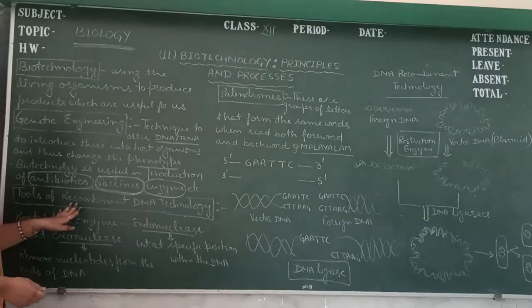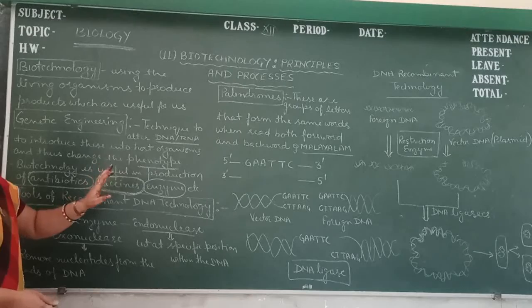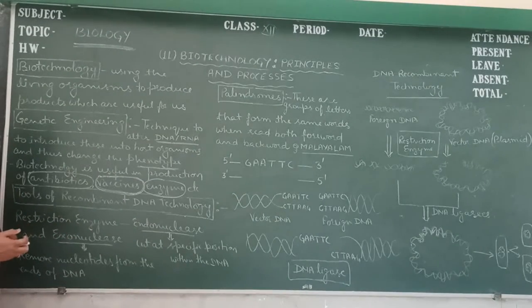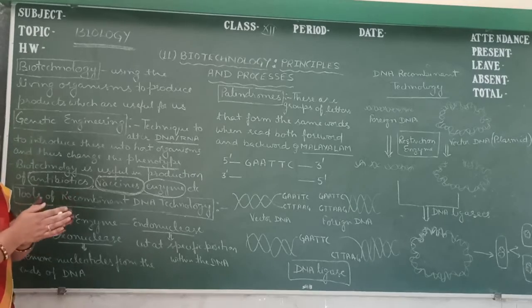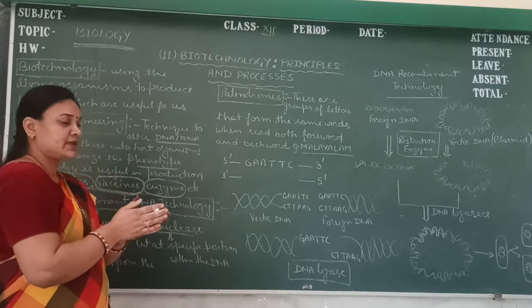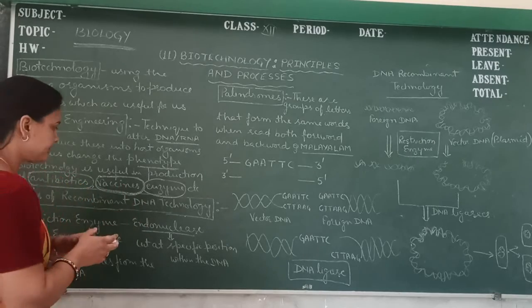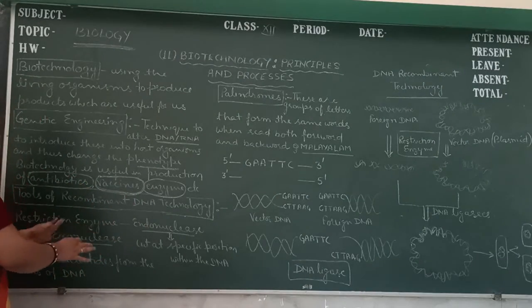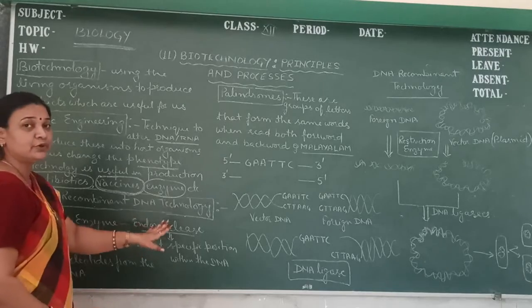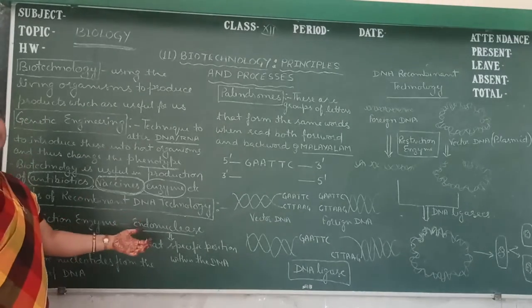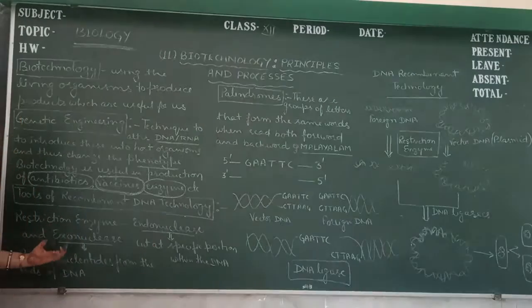Now, what are the tools of recombinant DNA technology? The most important is the restriction enzymes. Restriction enzymes are also known as nuclear scissors, and they can cut the DNA at specific sites. So these restriction enzymes are of two types, that is endonuclease and exonuclease. So what is the difference between endonuclease and exonuclease?